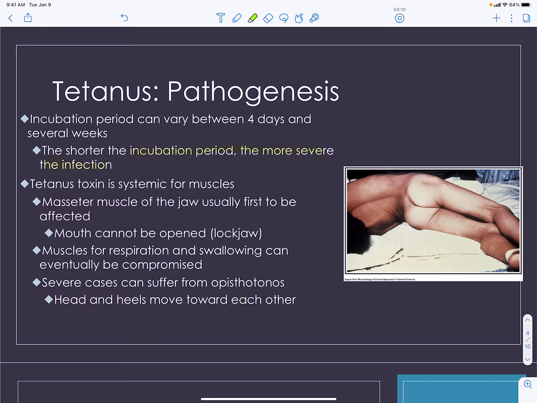So again, tetanus is going to work systemically. However, there are some areas where it usually acts first. One is the masseter muscle of the jaw, and this is usually going to be the first affected and results in what we call lockjaw. And then the muscles for your respiratory tract as well as swallowing can be compromised. Several cases are going to suffer from severe dissemination of the toxin down the spinal cord, and this leads to the head and heels moving towards each other.